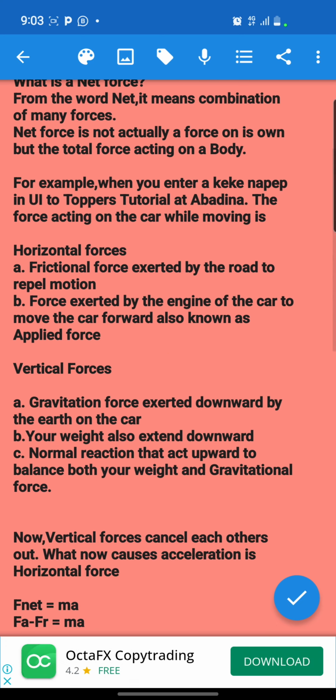Under the horizontal force, the first thing is the frictional force exerted by the road to repel motion. Frictional force is always against motion. The second force is the force exerted by the engine of the car to move the car forward, also known as applied force. So there is a force applied by the engine to move the car forward, while there is a frictional force acting opposite to the applied force. Those are the horizontal forces.